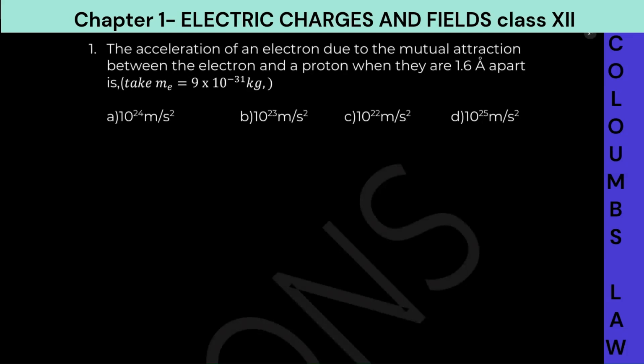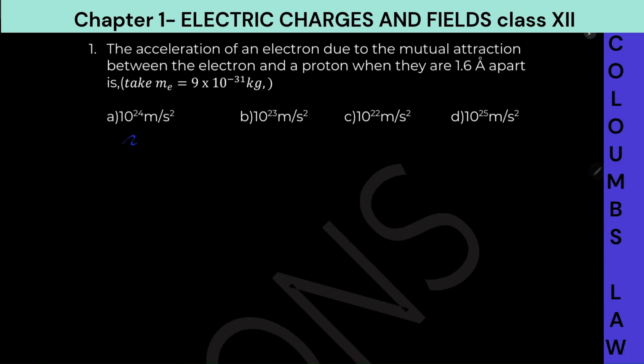Let's start with our first problem. The first problem says: the acceleration of an electron due to the mutual attraction between electron and proton when they are separated by 1.6 angstrom apart. So we have to find the mutual attraction. Mutual attraction or repulsion means basically the force we have to find in this case, where we have one electron and proton and both are separated by 1.6 angstrom.